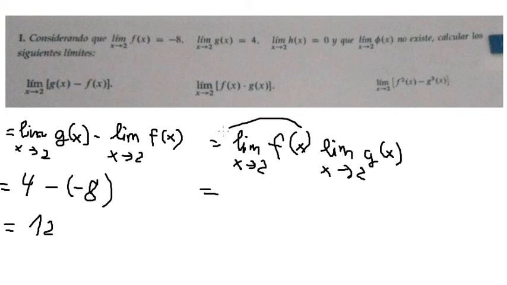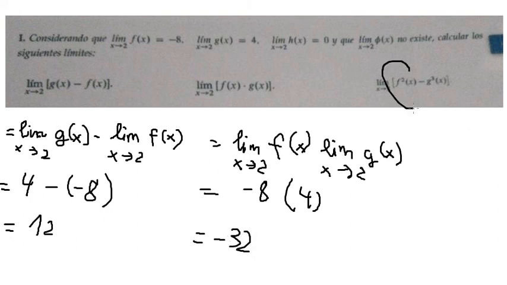so the limit of f of x, that's about negative 8. This one, we have number 4. You got about negative 32. And the last one, we do similar in here.